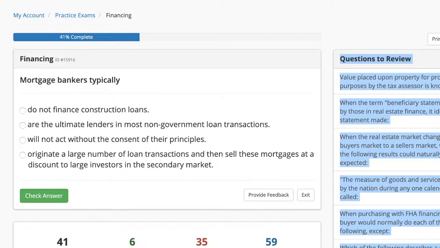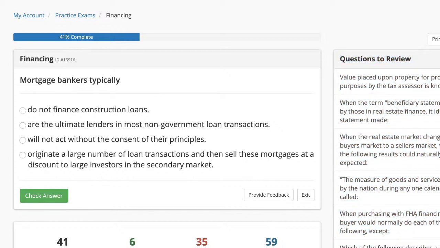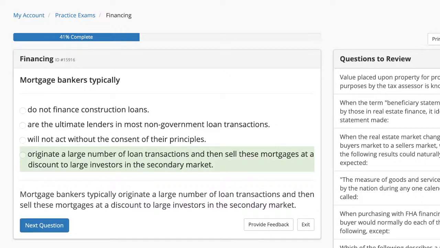What do you guys think? The answer is D. Originate a large number of loan transactions and sell these on the secondary market to large investors.